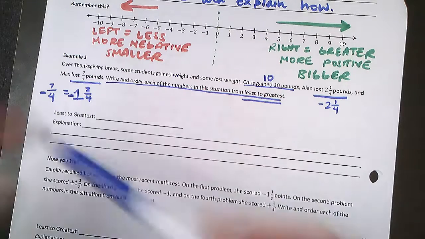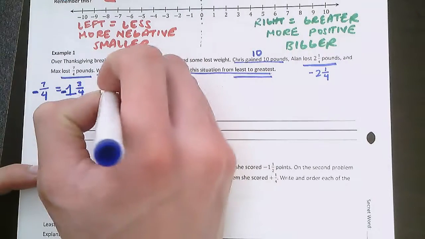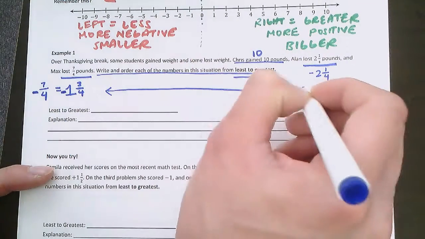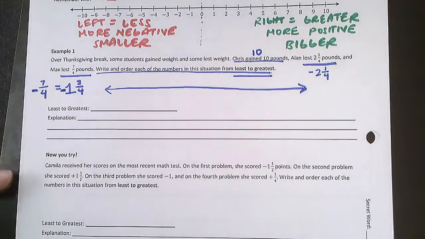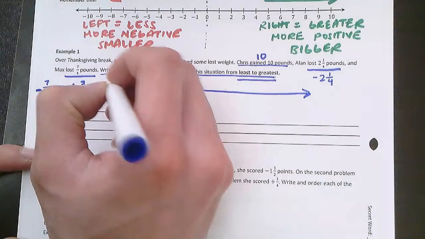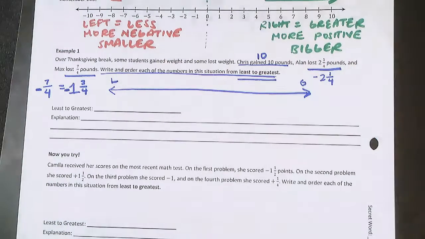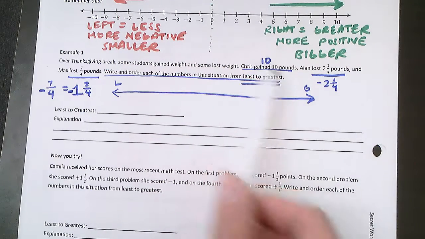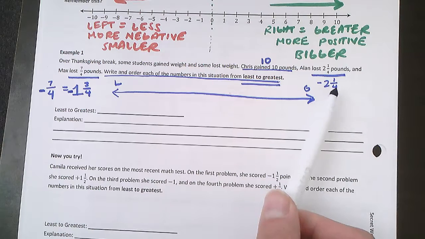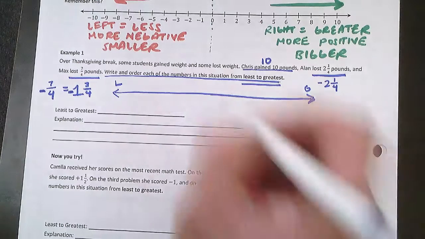Now to help us put these three numbers in order, we're going to put it on a number line. So let's draw a number line right here. And what I want you to do, just for now, is to go ahead and put an L on the left side for least, and a G on the right side for greatest. And the three numbers that I know I'm going to put on this number line are 10, negative 2 1/4, and negative 1 3/4 here. So we have positive and negative numbers, so I want to make sure I have a 0.